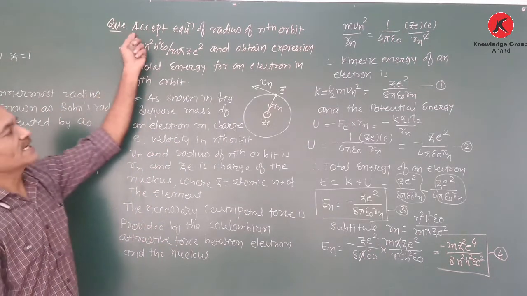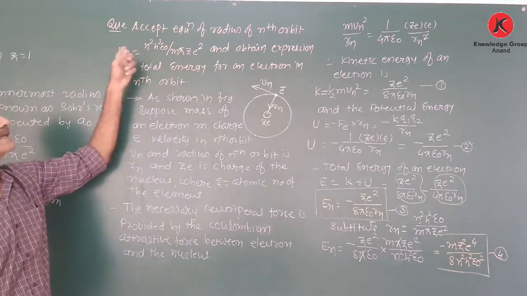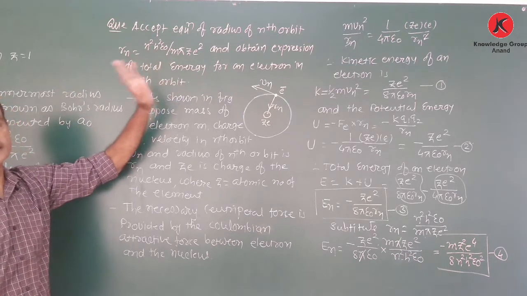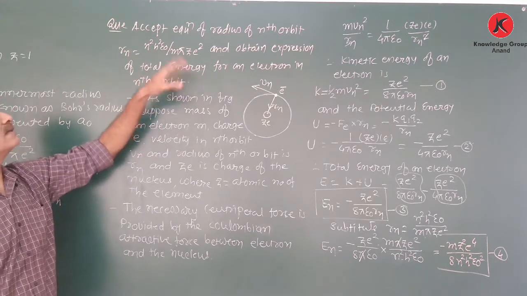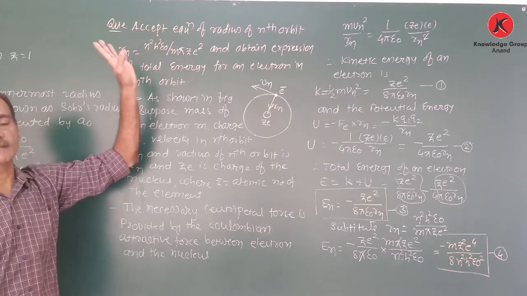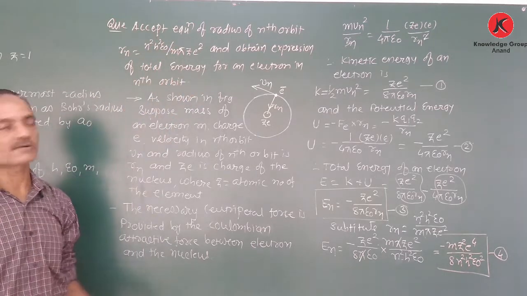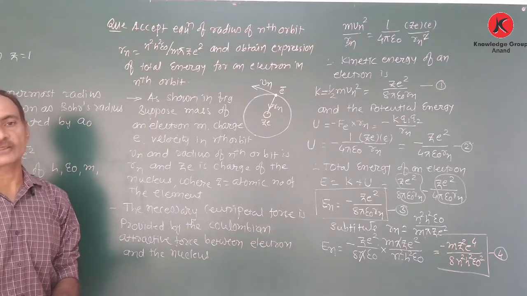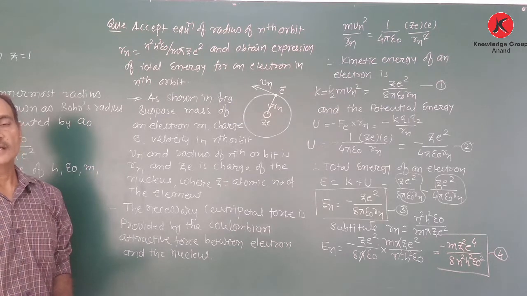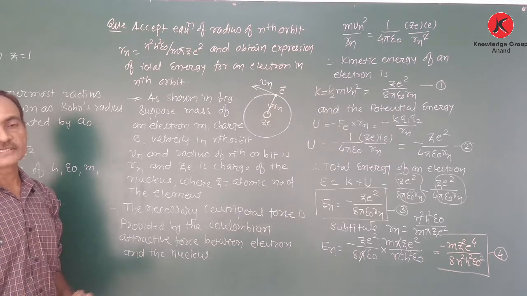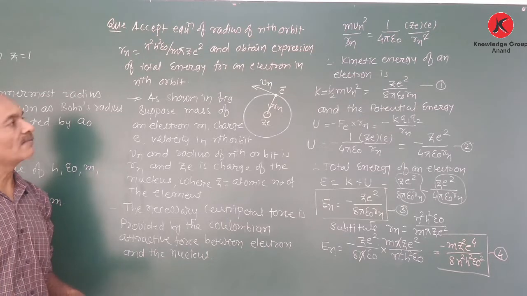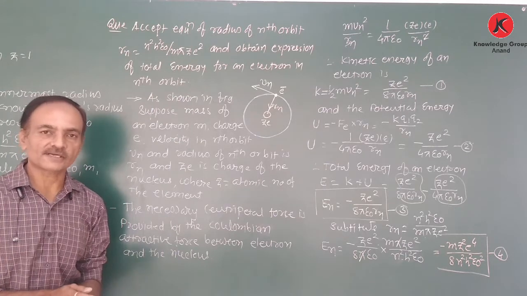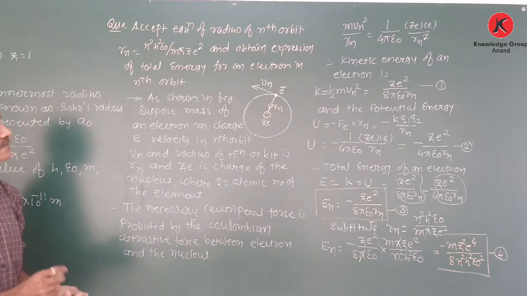Again, how do we obtain the total energy of an electron? So the question is: accept the equation of radius of nth orbit, rn is equal to n square h square epsilon 0 upon m pi Z e square. Sometimes in the exam the equation is not given, then the question is given. Accept the equation of radius of nth orbit and obtain the expression of total energy of an electron in the nth orbit. Or the question is also asked that way: using Bohr's hypothesis or Bohr's concept of atomic model, obtain the expression of total energy of an electron in the nth orbit.